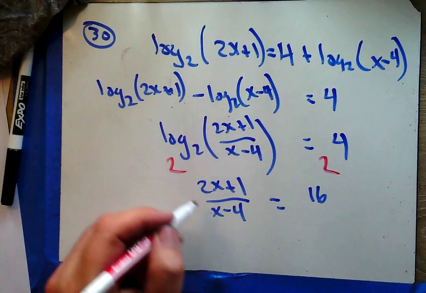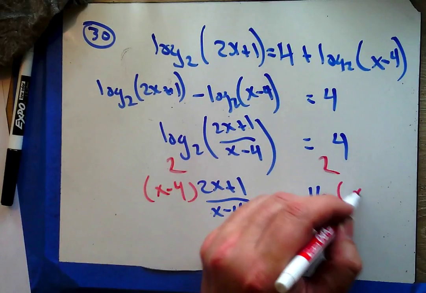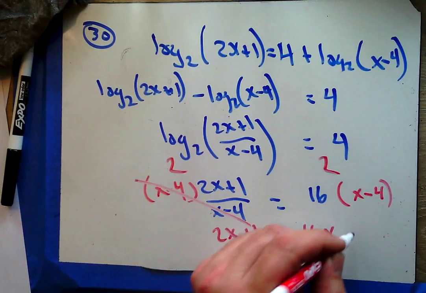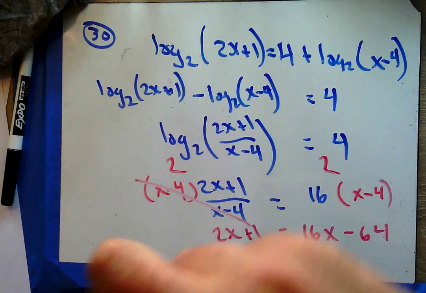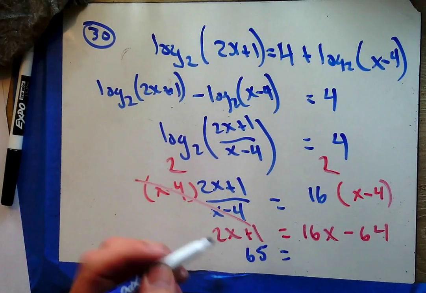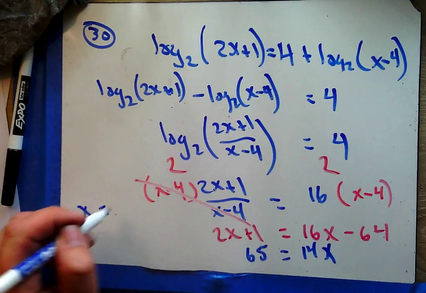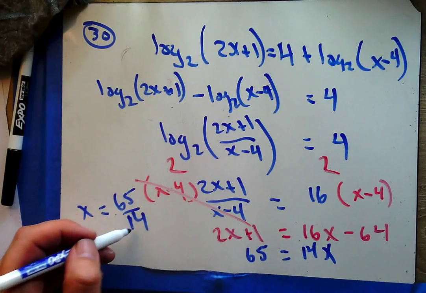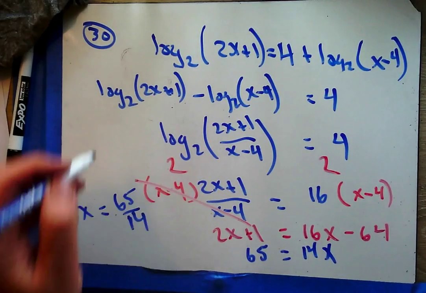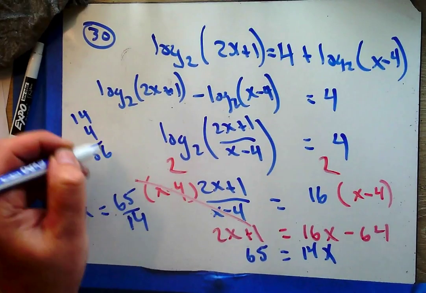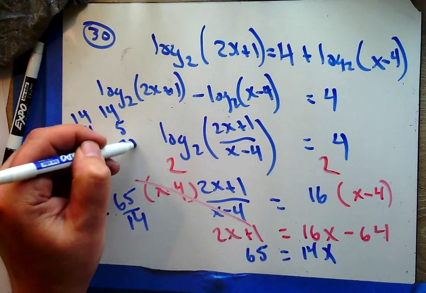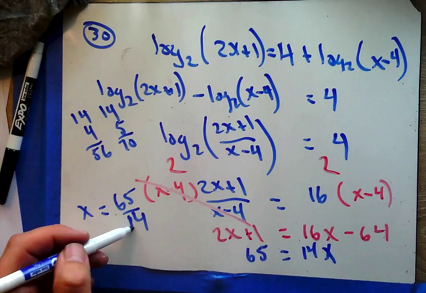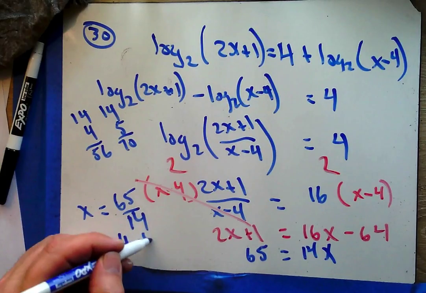I'm going to multiply both sides by this denominator, x minus 4. These will cancel. I'll have 2x plus 1 equals 16x minus 64. Let's move the x's to one side and the numbers to the other. And so I get x equals 65 over 14. Now, excuse me, 4 times 14 is 56, and 5 times 14 is 70. So I know that this number is between 4 and 5. When I divide 65 by 14, I get a number in between 4 and 5.